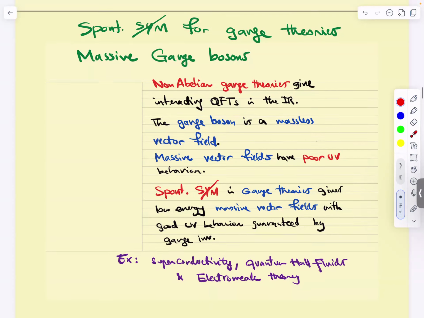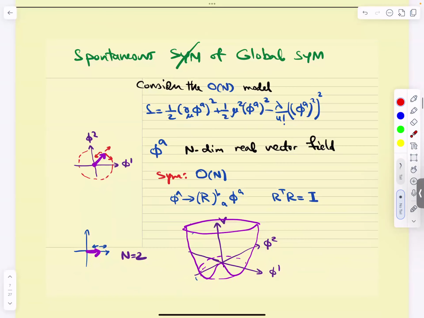I'll explain it. So historically, this problem was simultaneously solved in condensed matter theory as BCS theory, and well, I don't know simultaneous, BCS is probably older, and also in particle physics. Okay, so to go over this, I have to first remind you what spontaneous symmetry breaking and global symmetry is.